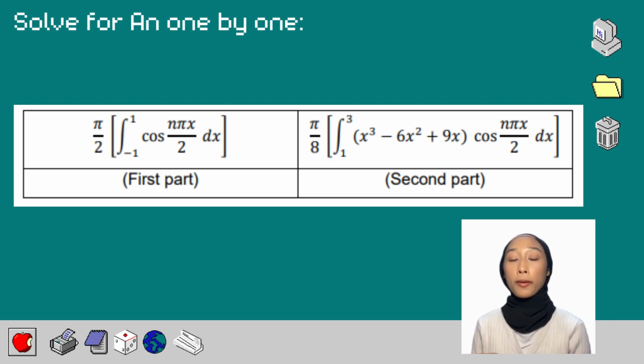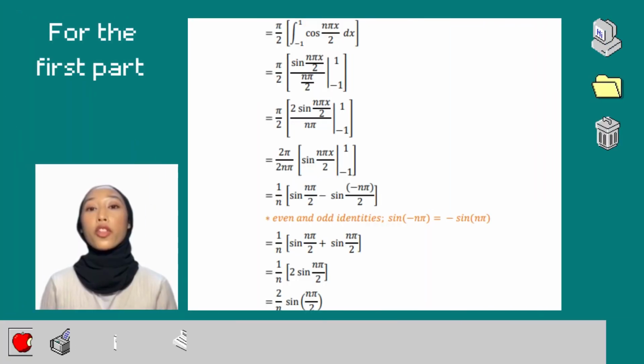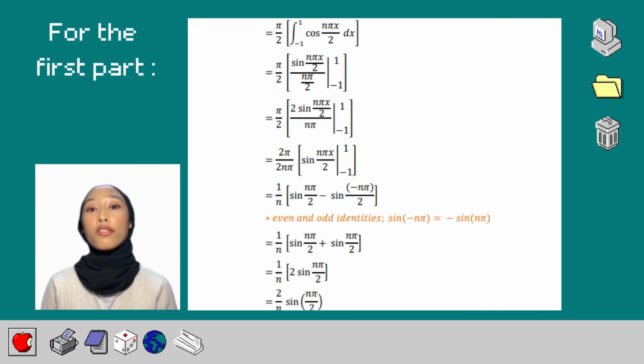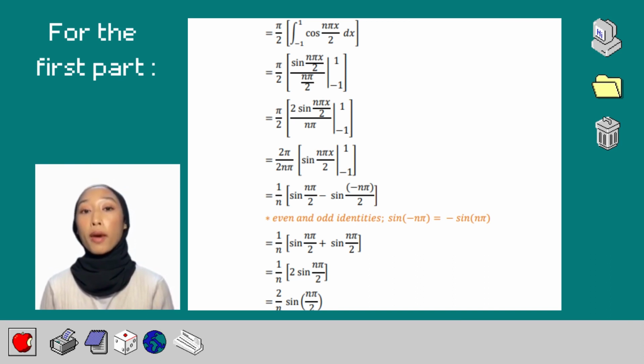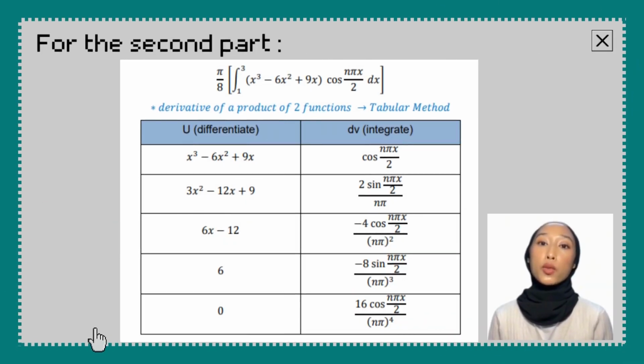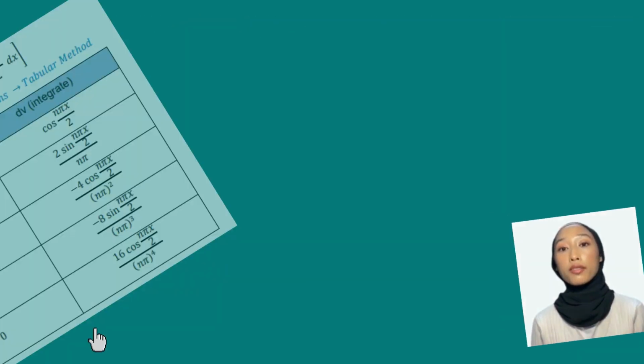Thus, for the first part, we have solved by integrating the cos n pi x over 2, and we got sin n pi over 2 minus sin -n pi over 2. And finally, we got the value for the first part of AN is 2 over n sin n pi over 2. The second part of AN we have calculated by integrating the functions using the tabular method.